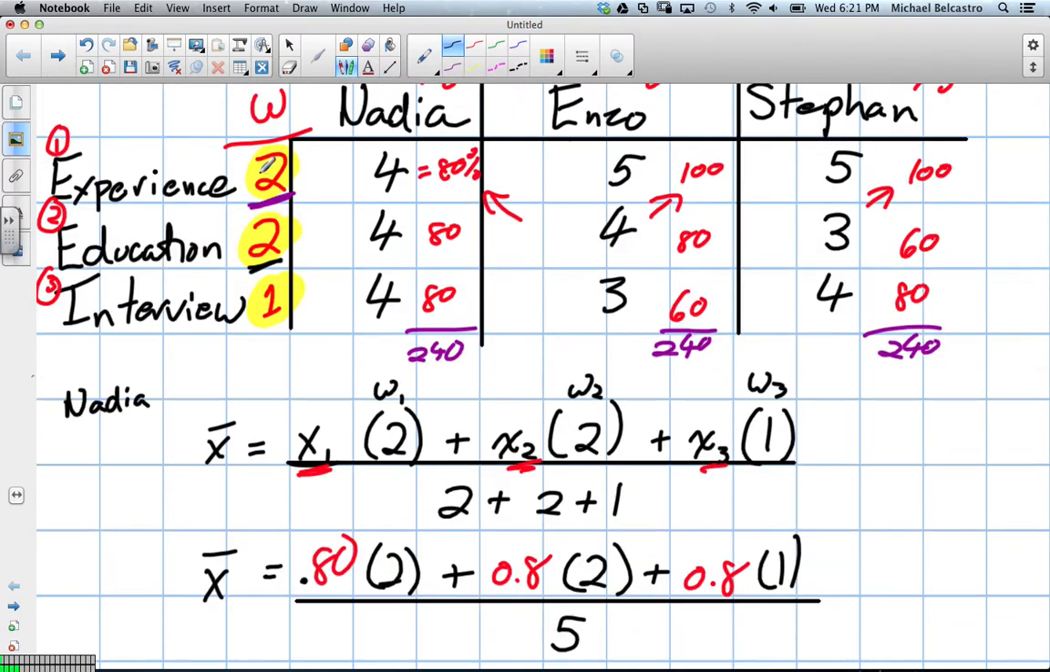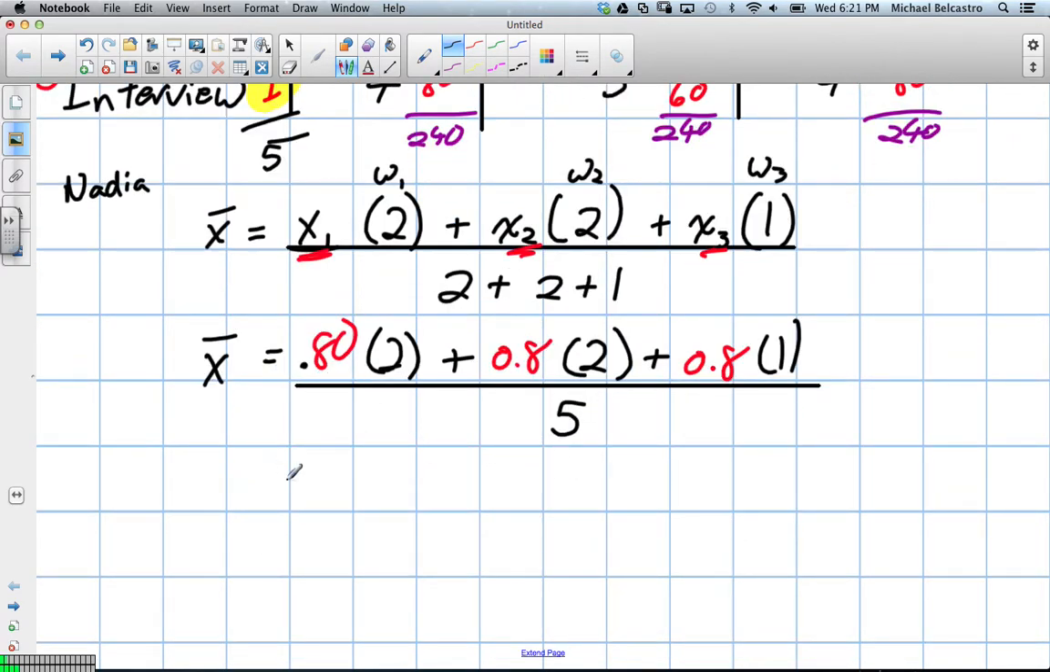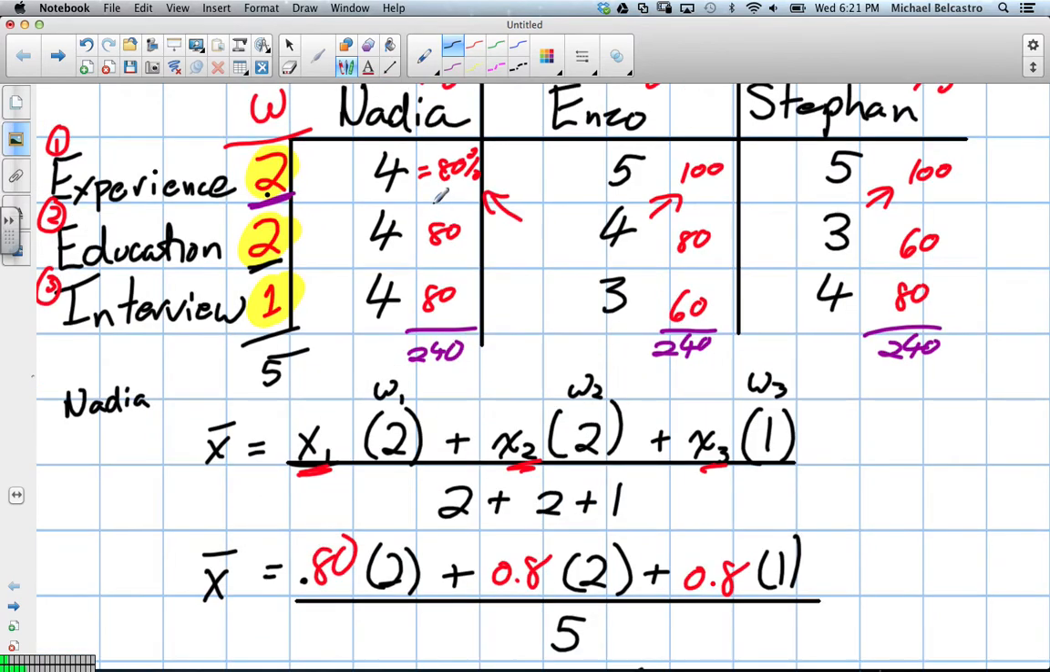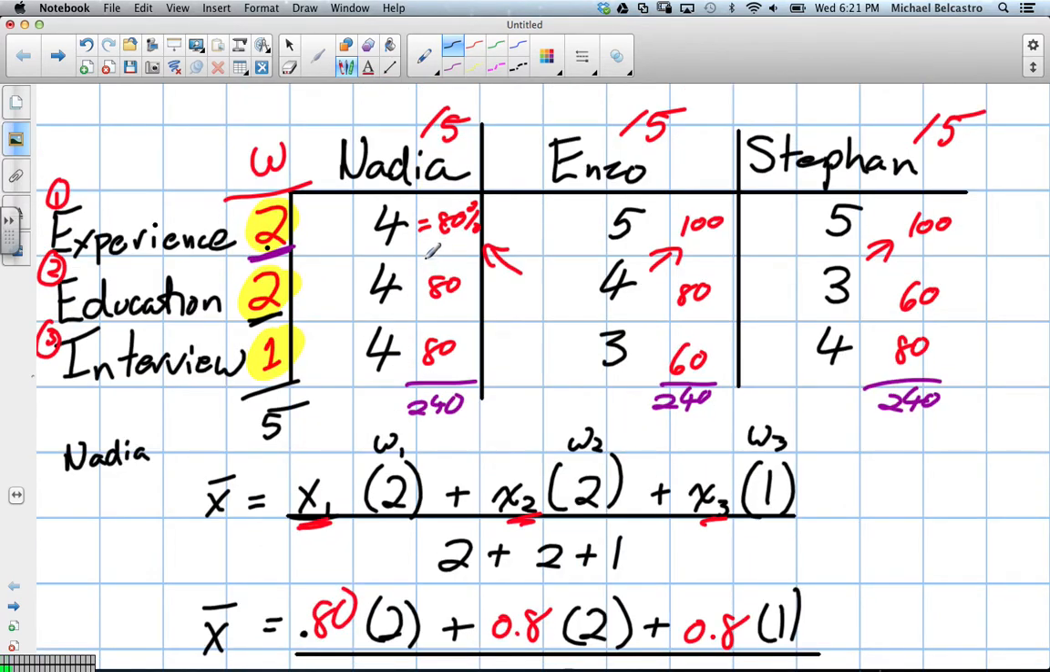And that makes sense. The total weighting, we had a 2, a 2, and a 1. So if you got a perfect score, you would have got a weighting of 5, right? So this is going to be out of 5. So we use our decimals here to figure this out. This is going to be 1.6 plus 1.6 plus 0.8 divided by 5, which is going to give us, I think, 4 out of 5, right? 4 out of 5. So they ended up with 80%. Makes sense, right? Everything they got was 80. So no matter what the weightings were, they still ended up with an 80. Okay, so that makes sense for Nadia.